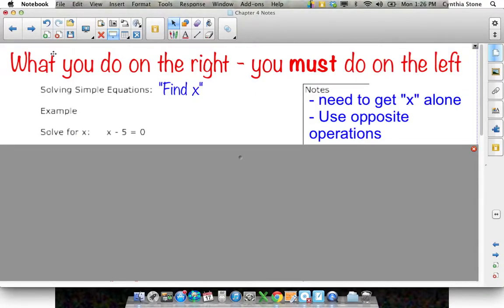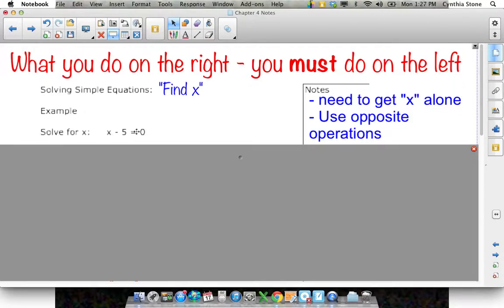Okay, so for solving simple equations, the most important thing to know: what you do on the right side of an equation, meaning the other side of the equal sign, you must do on the left side of an equation. And that just means, you know, for two things to be equal, if I'm going to change this right side, for this statement still to be equal, I have to change this one the same. Whatever I do here, I have to do here.